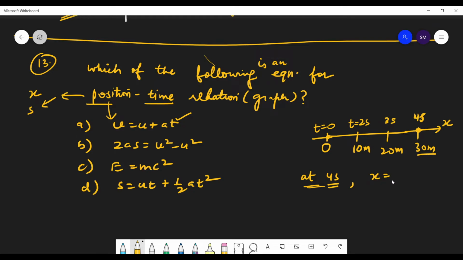My position x equals 30 meters. Now, what is my displacement? Displacement is change in position. So this was my position. First observation t is equal to 0, and I want to find it at 4 seconds. That means my second observation, x2.